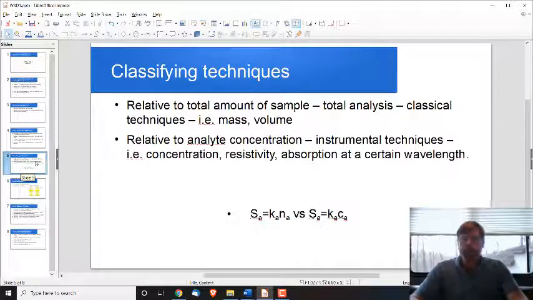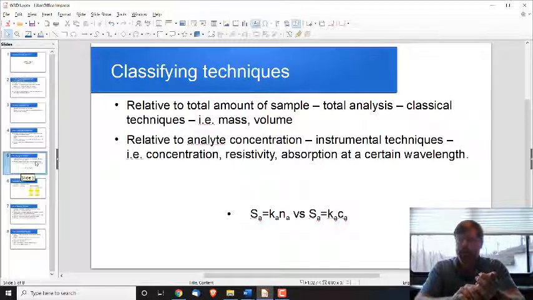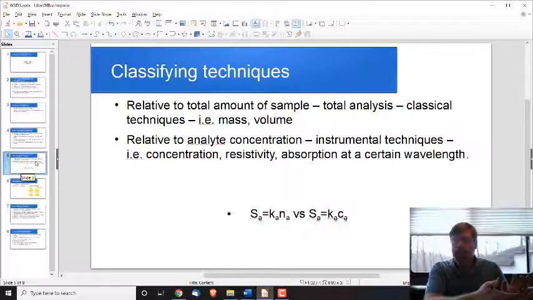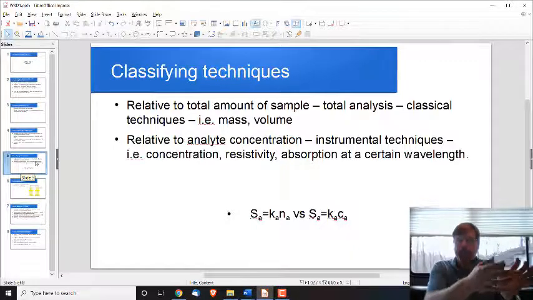All right. So, in terms of techniques, back to that top level, very broad, we can classify techniques into 2 broad categories. The technique can measure something relative to the total amount of a sample. This is called a total analysis or classical techniques. So if you think back to the first or second day of class where we looked at an example of measuring nickel content in ore, you'd have your sample, you'd do something with it, some of it would settle out, you would measure that amount that settled out.